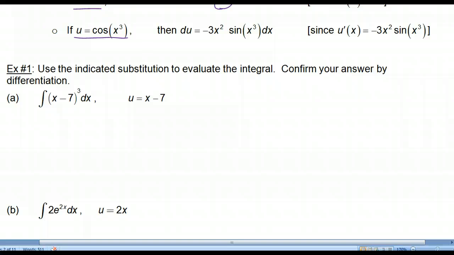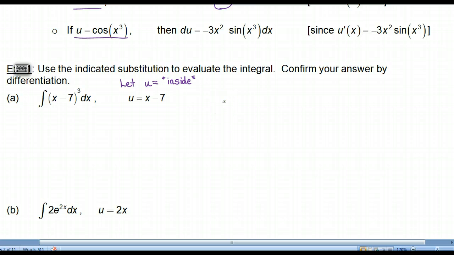So x minus 7 to the third. You could multiply out x minus 7 times x minus 7 times x minus 7, but that would take a long time. What if it wasn't to the third? What if it was to the seventh? You're not going to be able to multiply that out, or you could, but it would take a really long time. So we have this substitution process. Usually what we do is we let u equal the inside.